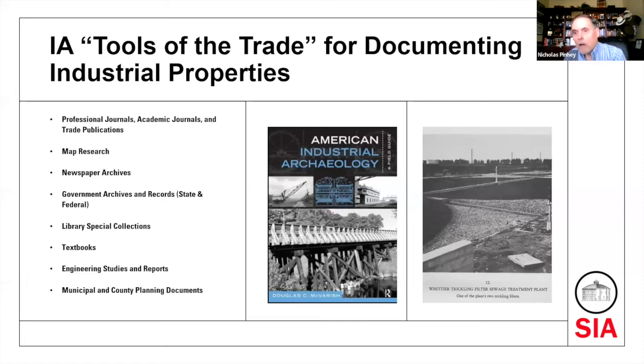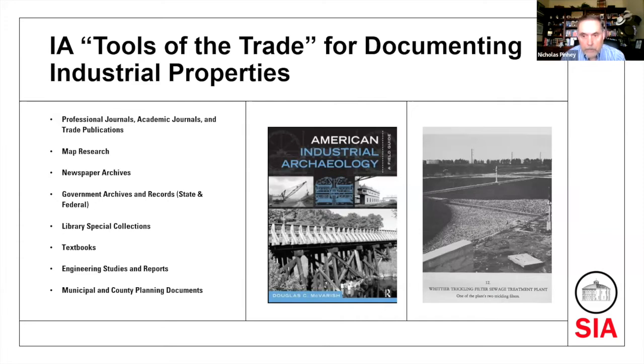So how do you go about uncovering the history of a sewage treatment plant that disappeared in 1950? And when your Google searches turn up almost nothing, and nobody remembers the plant. Fortunately, we do have a structured approach that can help. In this case, I turned to Douglas McVarish's Field Guide for American Industrial Archaeology, and in there, I found an excellent framework and discussion for sources for documenting industrial properties.